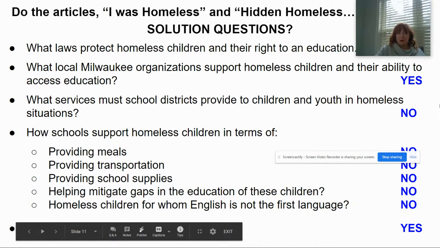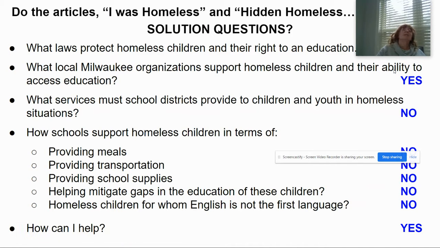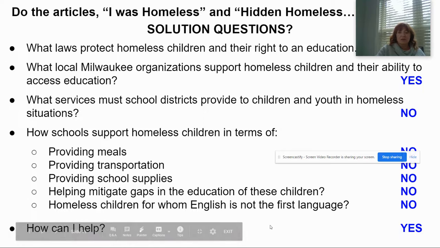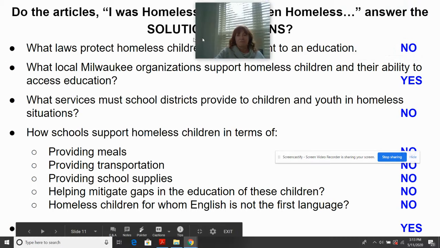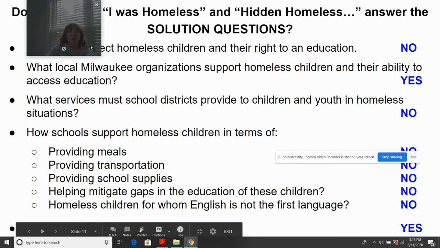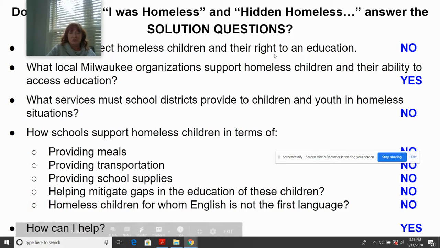So, when I look back at my articles to see if these two articles answer these questions, here's what... oopsie, sorry about that. Here is what I found. In terms of the laws to protect homeless children and their right to education, no, I did not have the answer to that. I had something about the McKinney-Vento Act, but that doesn't specifically speak to what's providing the right of a homeless child to an education.